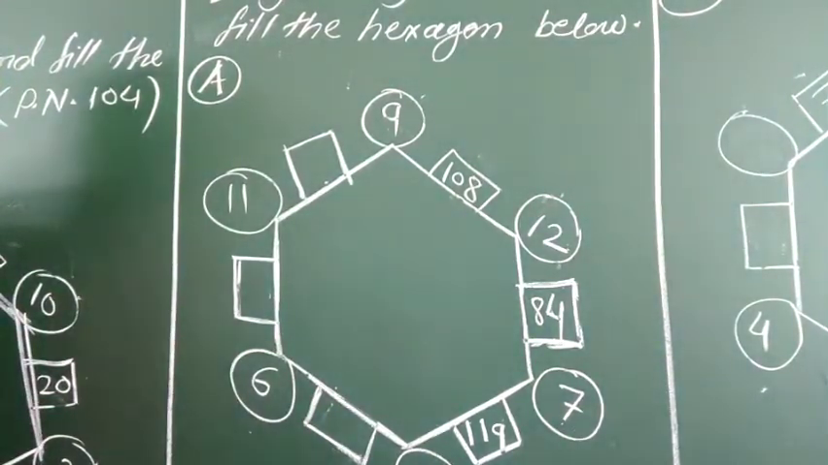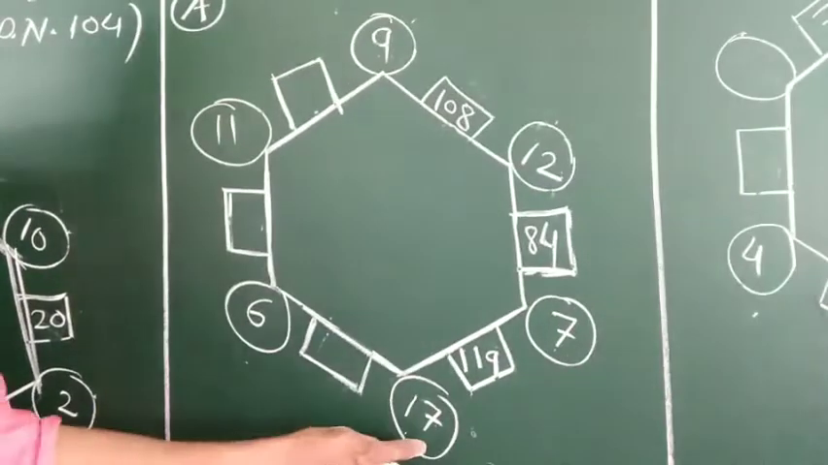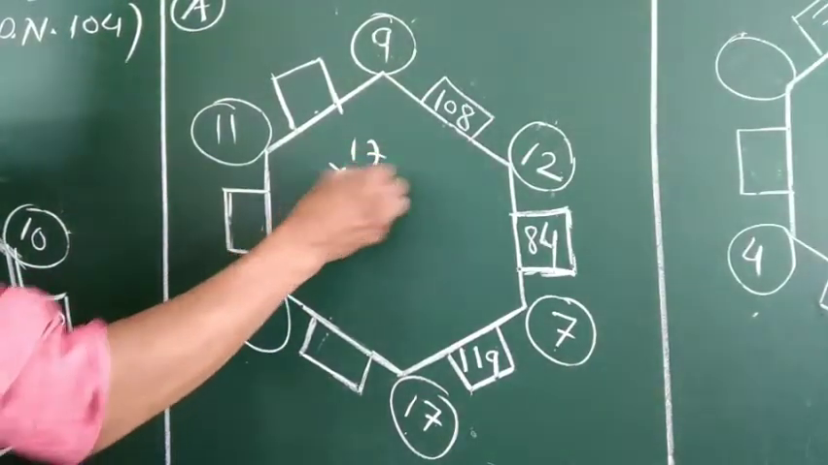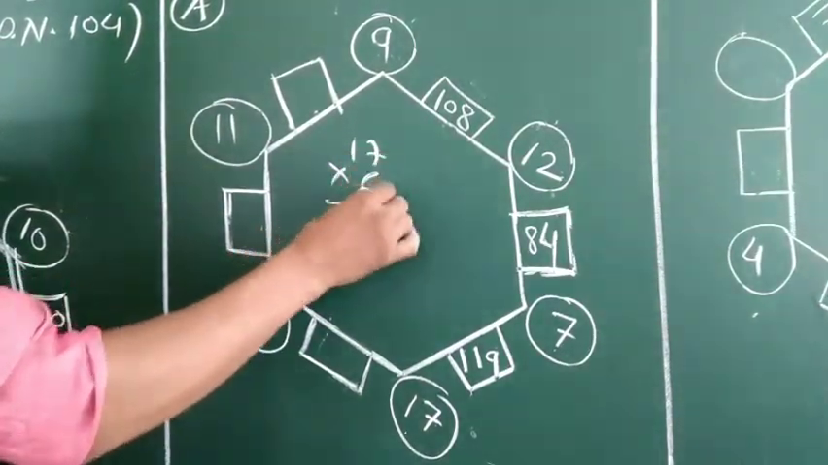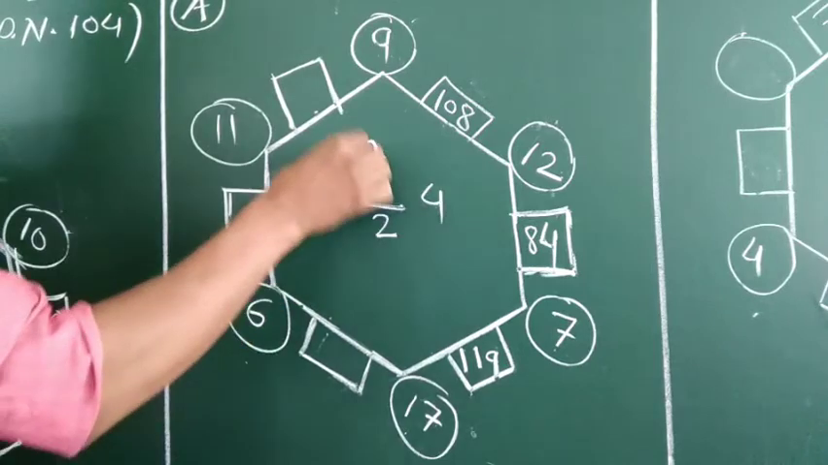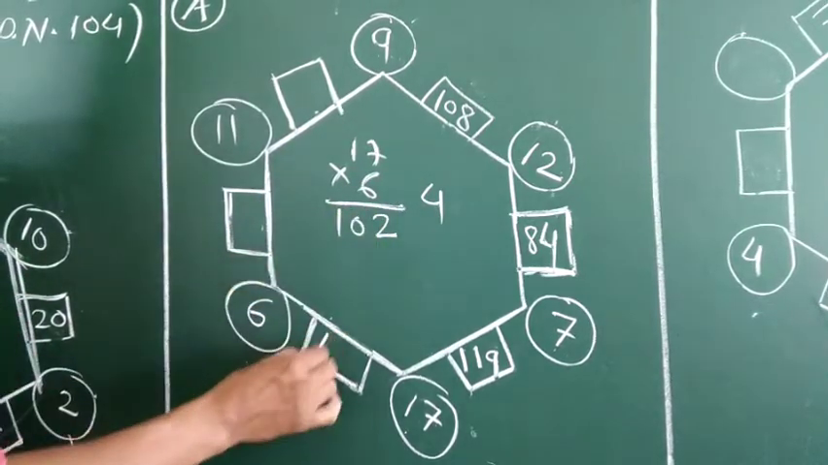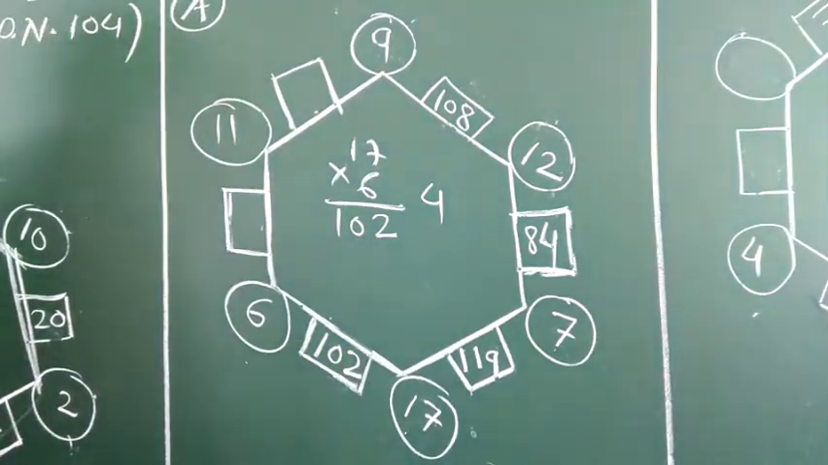See, it is 17 and 6. Now 17 into 6 multiply कीजिए. 7 into 6, 42. Carry 4. 6 1 6 plus 4, 10. It is 102.